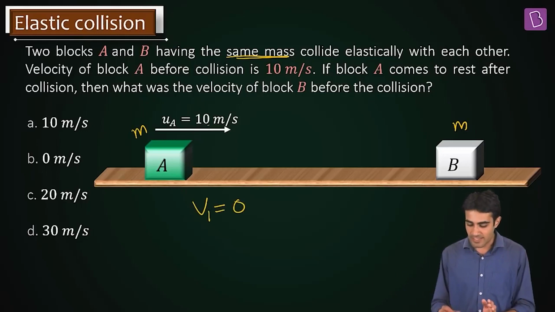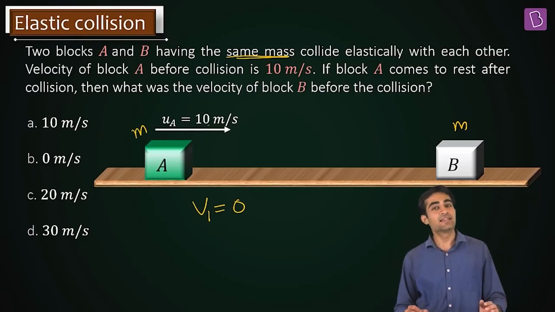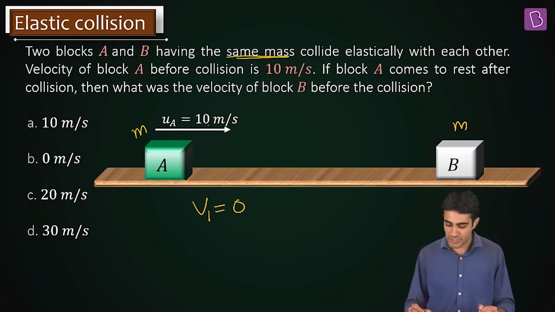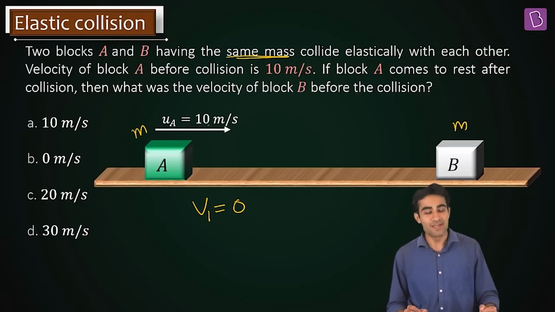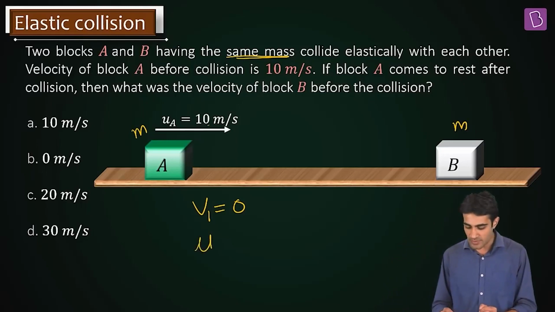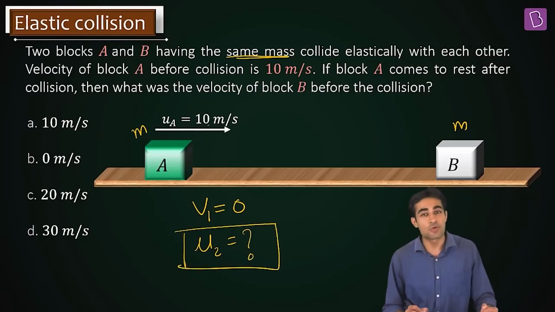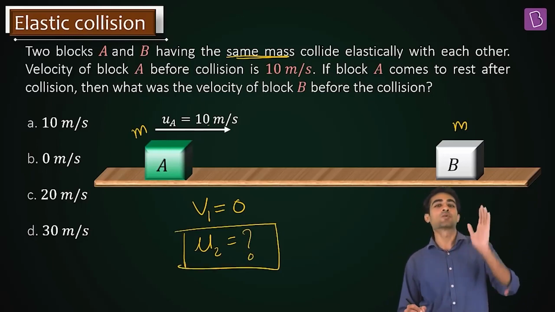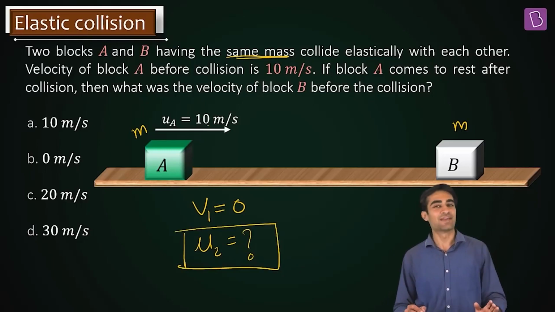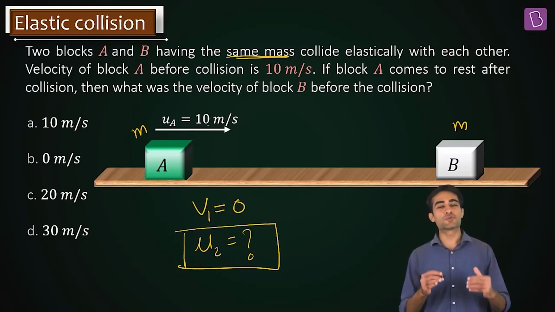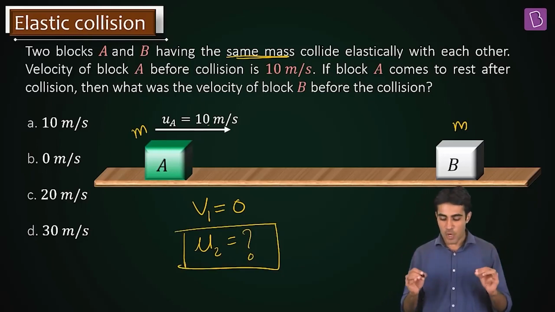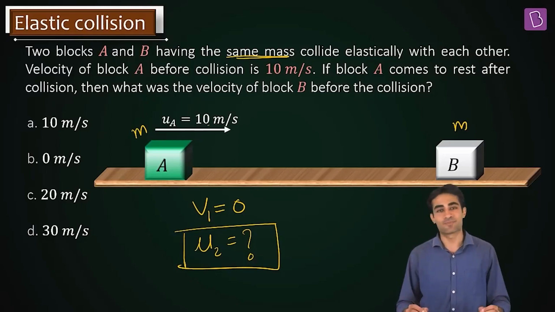V1 is given to be 0. And they have asked what is the initial velocity of block B. What is the initial velocity U2 of block B? This is asked in the question. We have to determine the initial velocity of block B before the collision. Now, how are we supposed to solve these head-on elastic collision problems?